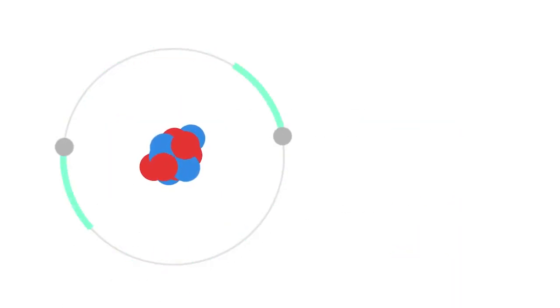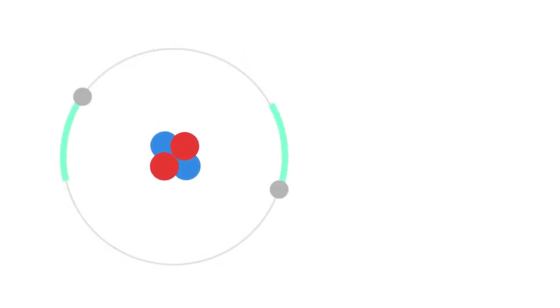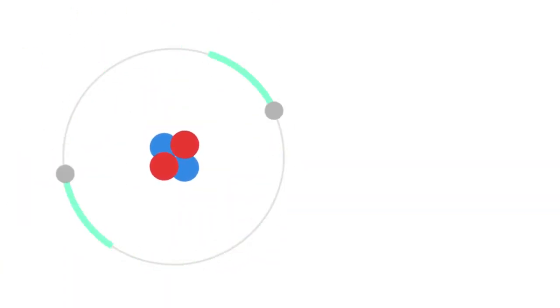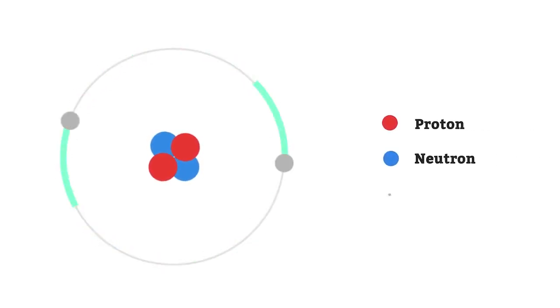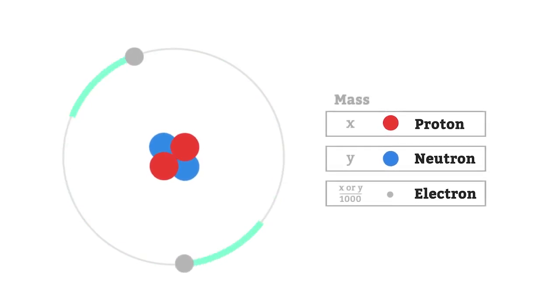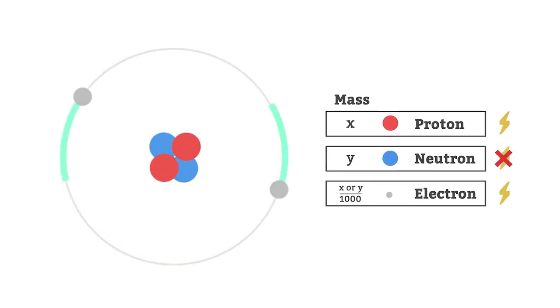If there are too many neutrons in a nucleus, it might be so massive that it becomes unstable and liable to split up into smaller atoms. This is known as radioactivity. So, in short, atoms are made up of protons, neutrons, and electrons. And you should remember that electrons weigh essentially nothing, and that protons and electrons are charged, but neutrons are not.